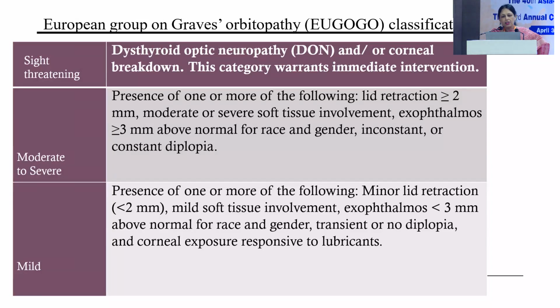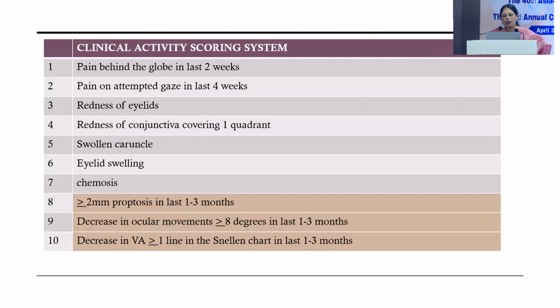How do you classify this? The EUGOGO classification: lid retraction more than or equal to 2 millimeter, or exophthalmos more than or equal to 3 millimeter above the normal for the race, constant or inconstant diplopia. So that is how you differentiate. And sight threatening, of course, would be where there's a corneal breakdown or the optic nerve is involved.